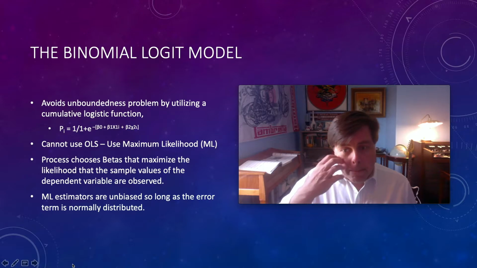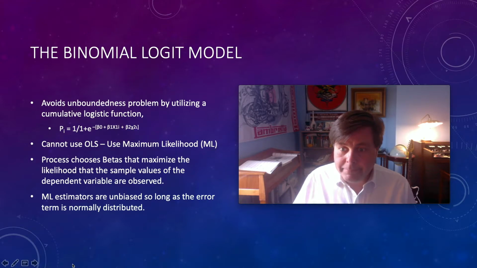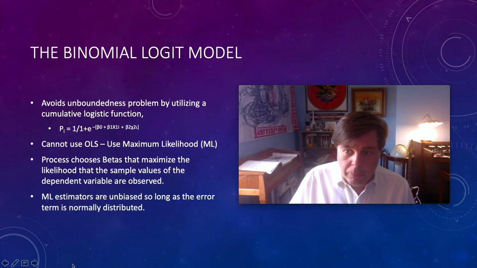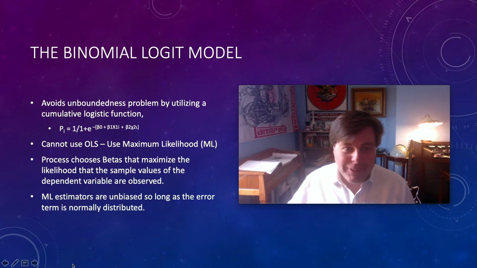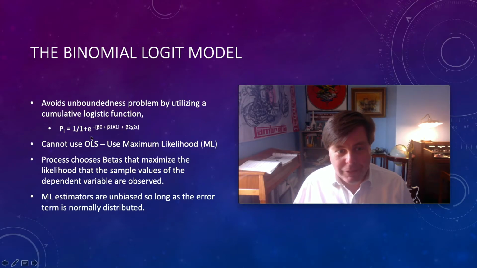However, it is not a very satisfactory model in most cases because of the sort of conclusions that you're forcing upon it. A solution to that, or at least an improvement upon that situation, is to use what's called a binomial logit model. And what a logit model does is it avoids this unboundedness problem by utilizing a cumulative logistic function, which we see. I'm going to use the cursor this time because it's pretty small.